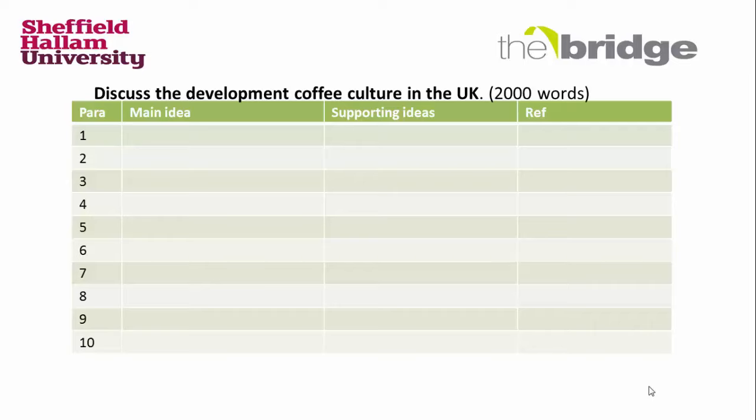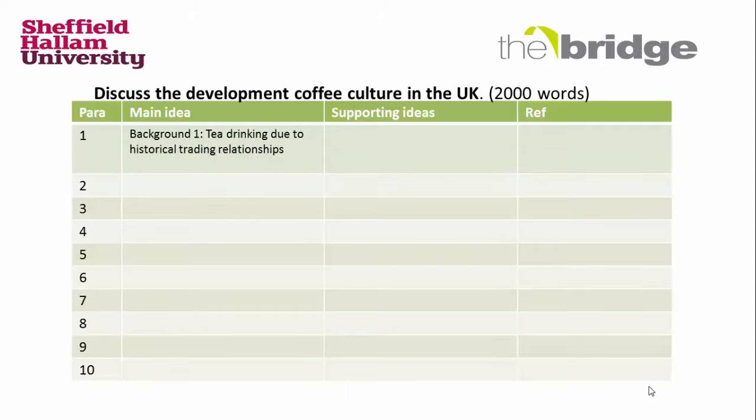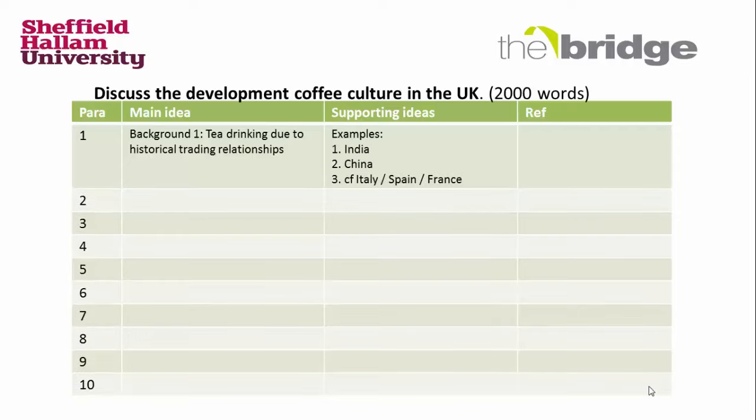Okay, so I've done some responding to the question already, and I've got a few ideas that I think I'm likely to want to include. So here we go. I want to include something about the fact that the UK traditionally was a tea drinking nation, and that this was due to our historical trading relationships. And I know enough here to predict that the kind of examples that would be appropriate here might be to look at our relationship with India, relationship with China, both big tea exporting countries, and also maybe do a comparison with other European countries, Italy, Spain and France, that had historical trading relationships and empires that included countries where coffee is grown, so look at that difference there.